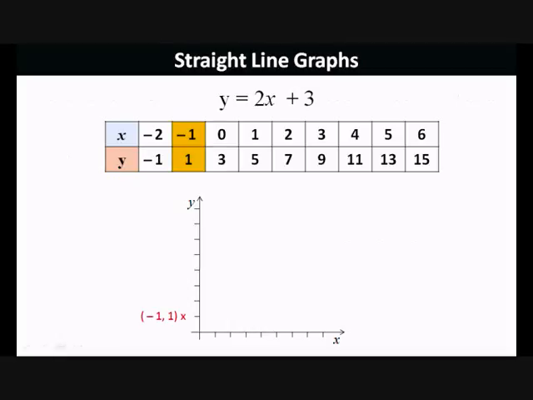So if we plot minus 1, 1, it's there. 0, 3 is there. 0 across and 3 up. 1, 5 is there. 1 along, 5 up, and so on. We don't actually need to plot all of these points to see that it's a straight line.